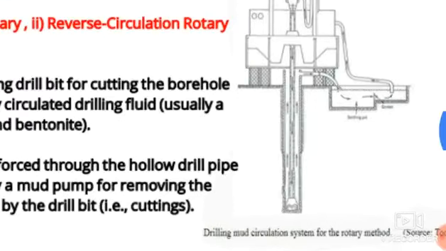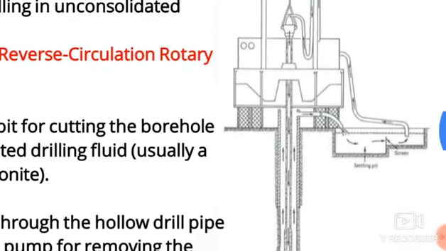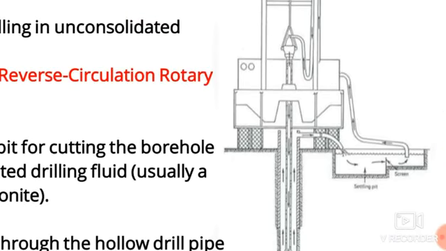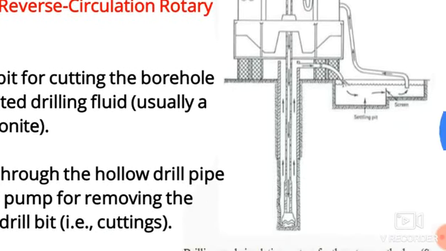Here you can see in this figure there is a pipe which is connected to a pump. At the bottom of the pipe there is a drill bit. The drill bit will be rotating. Due to the rotating action, what will happen?